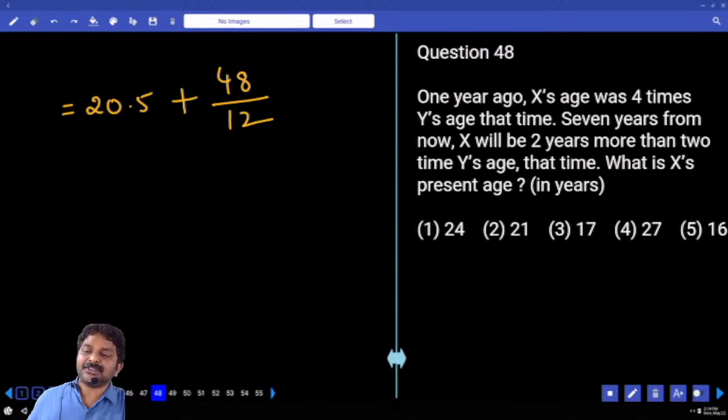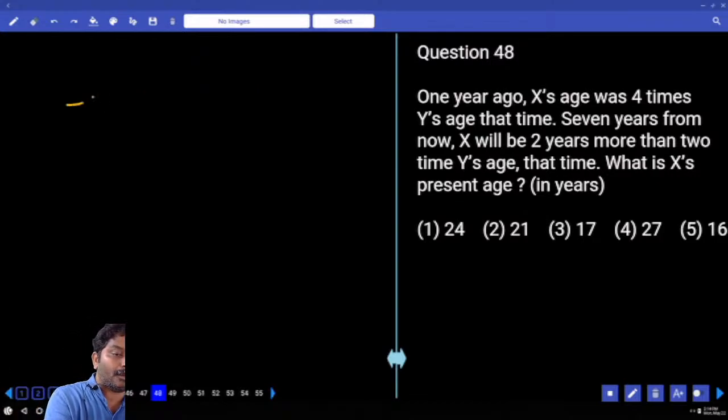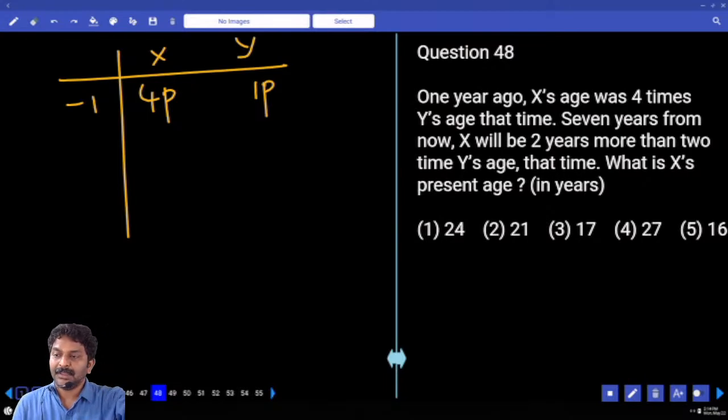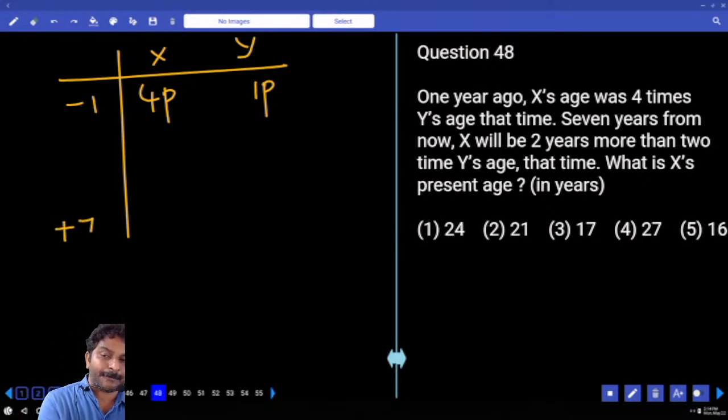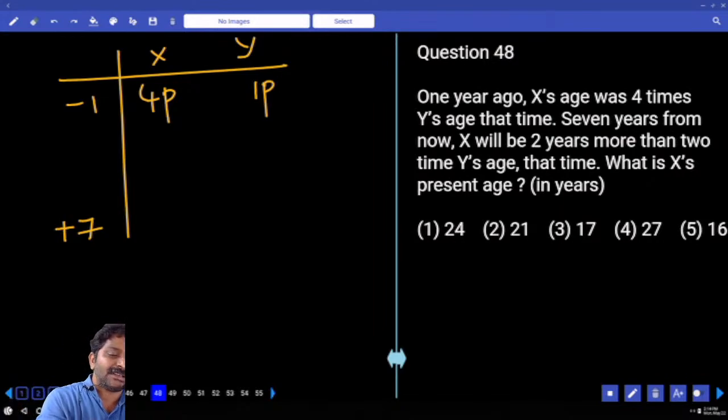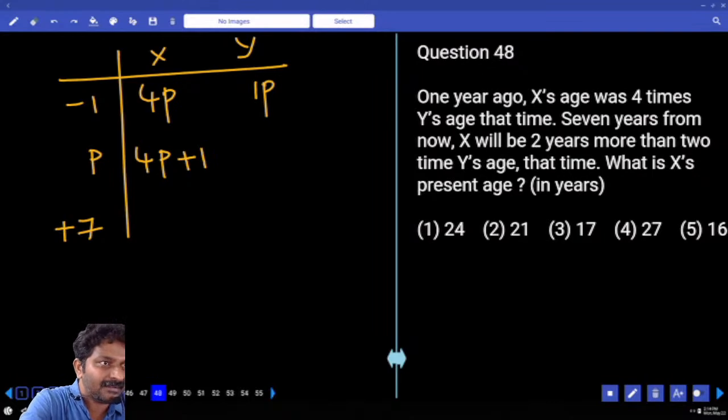One year ago, X's age was 4 times Y's age at that time. One year back, X comma Y: X's age, how many times? So, if Y's age was 1 part, X's age becomes 4 parts. 7 years from now, plus 7, X will be 2 years more than 2 times Y's age at that time. What is X's present age? The question is about the present age of X. That becomes 4 parts plus 1 year only. That means the answer must be in the format of 4 multiple plus 1.